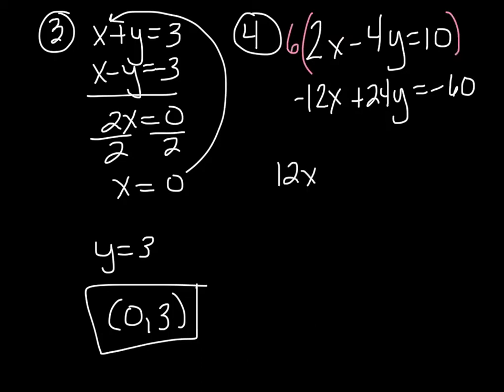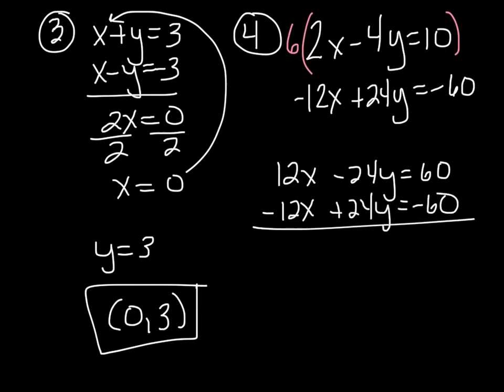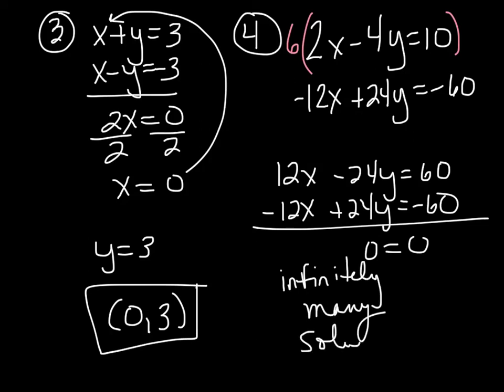If you multiply the top by 6, you get 12x minus 24y equals 60. On the bottom is negative 12x plus 24y equals negative 60. Everything cancels. And because 0 does equal 0, your answer is infinitely many solutions.